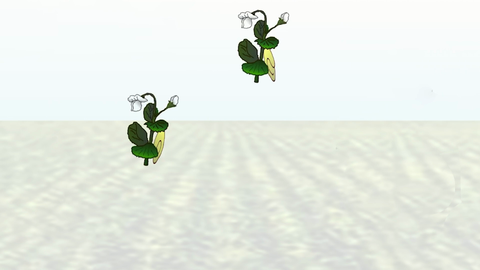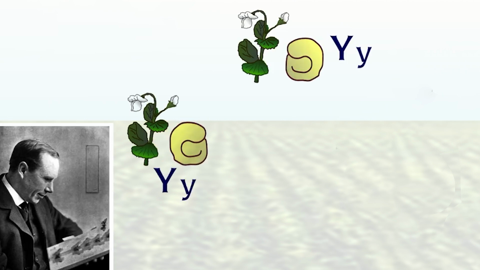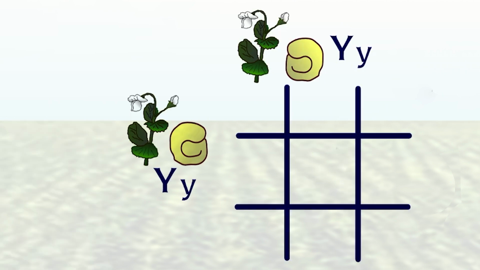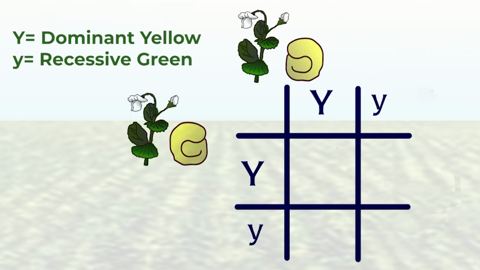Mendelian inheritance is visualized and represented by the Punnett Square, invented by British geneticist Reginald Punnett. It is a tabular diagram used to predict the possible phenotypes and genotypes in a cross of paternal alleles and maternal alleles. In this Punnett Square, both parents have a heterozygous genotype for color. Here, capital Y is the dominant yellow color and small y is the recessive green color.